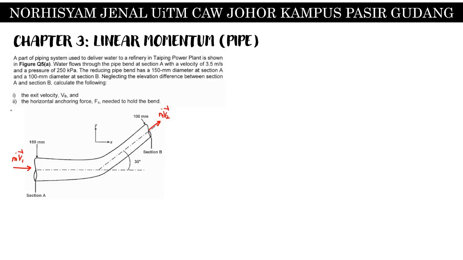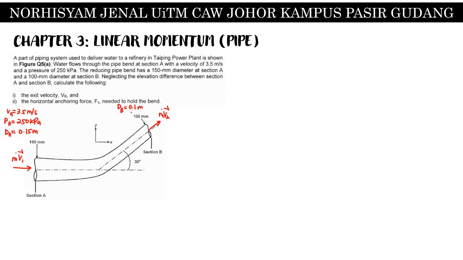So here v1 is equal to 3.5 meter per second and the pressure is 250 kilopascal, so P1 should equal 250 kilopascal. The reducing pipe bend has a 150 mm diameter at section A, so the diameter dA over here should be 150 mm, equal to 0.15 meter, and 100 mm diameter at section B, so dB equals 0.1 meter.